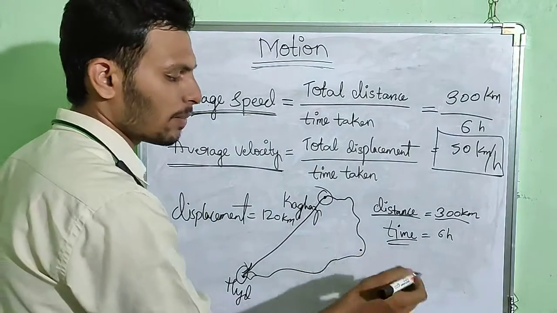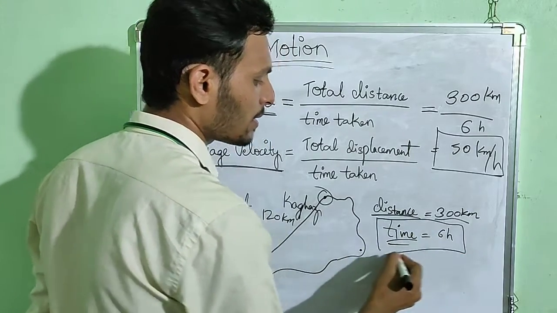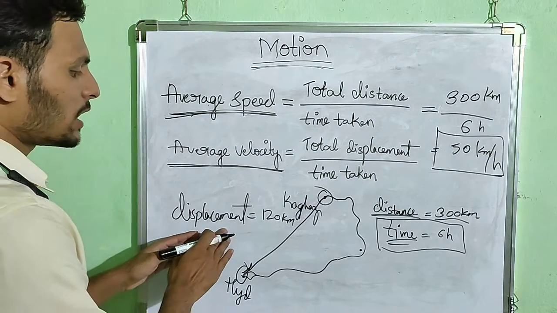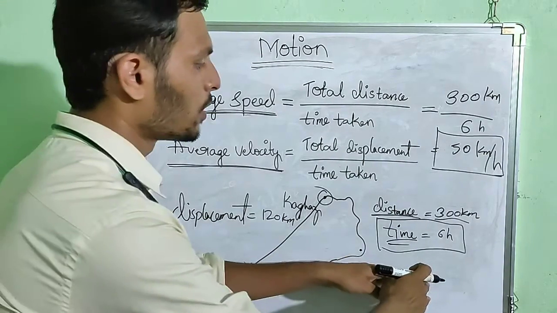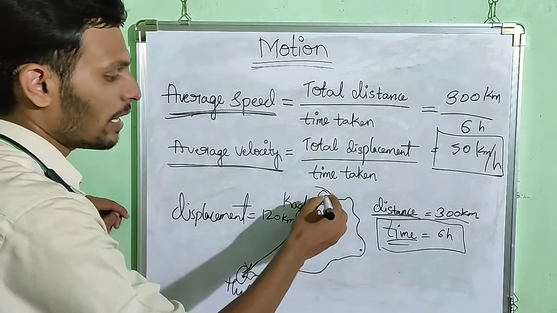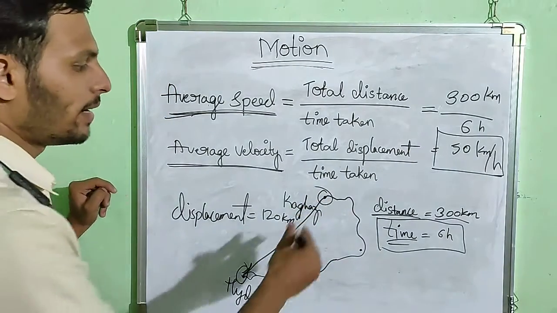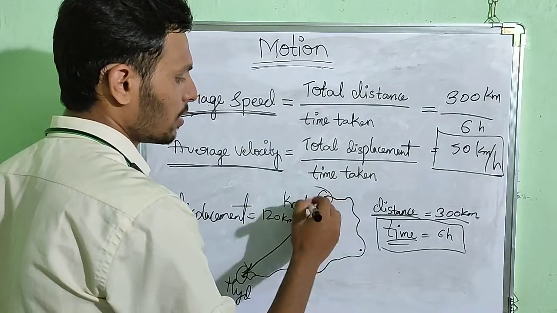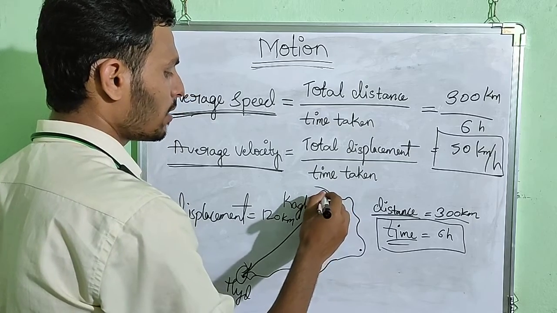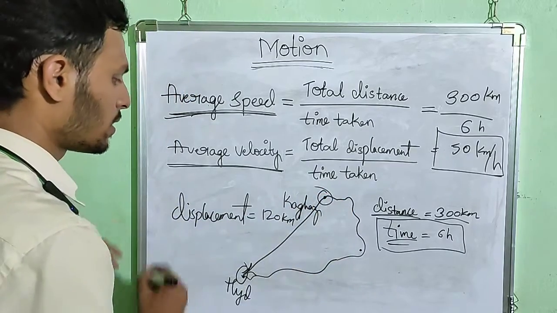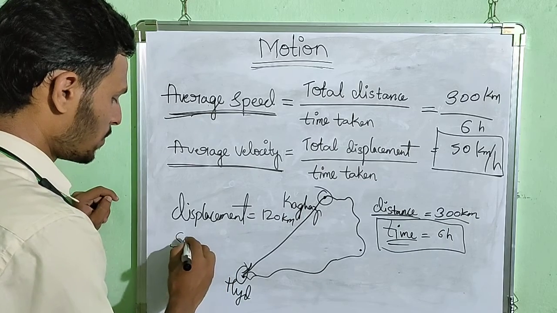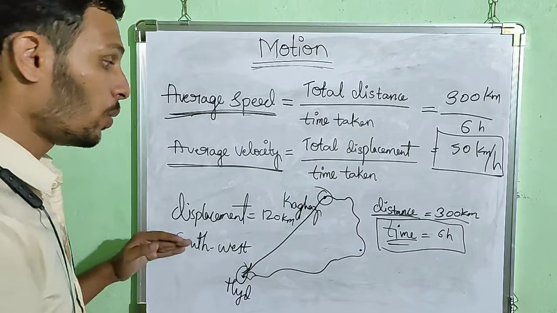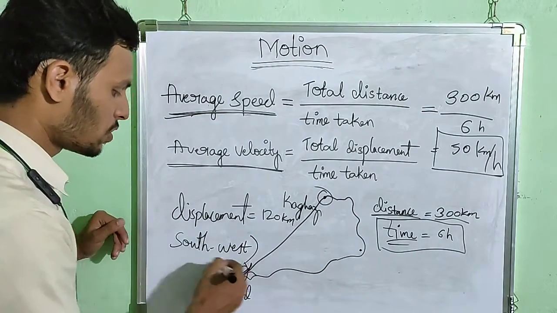And the time taken is the same, 6 hours. So now we have the total displacement and time. It is traveling in a particular direction. Say this is the south direction and it is traveling towards the west, so let us consider the southwest direction. As I told you, displacement has direction.